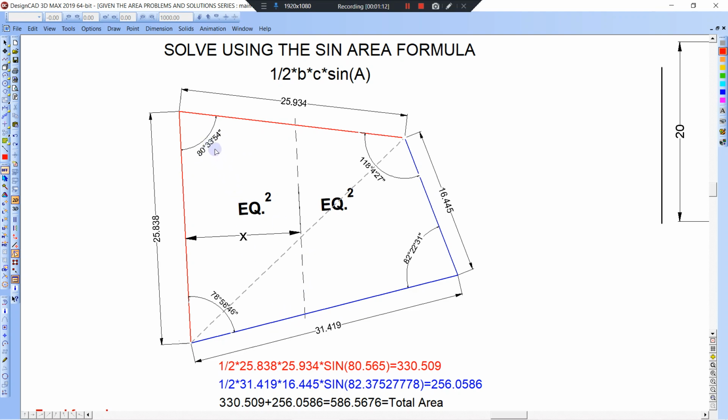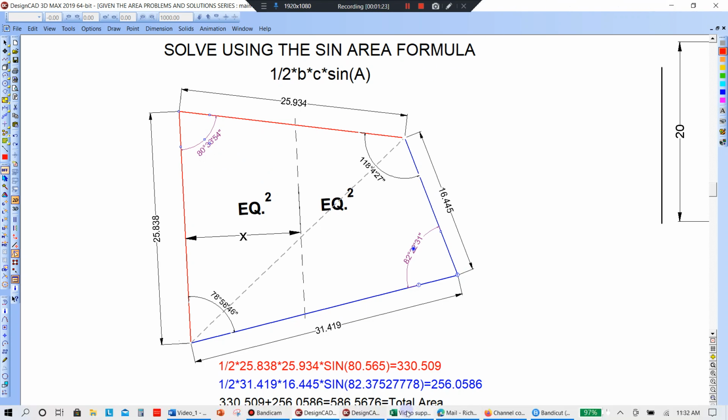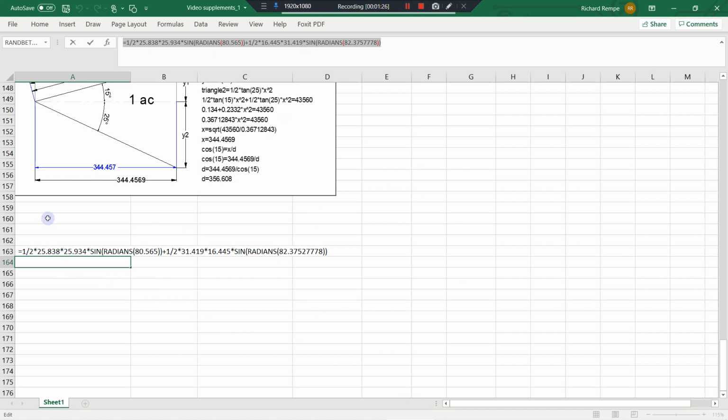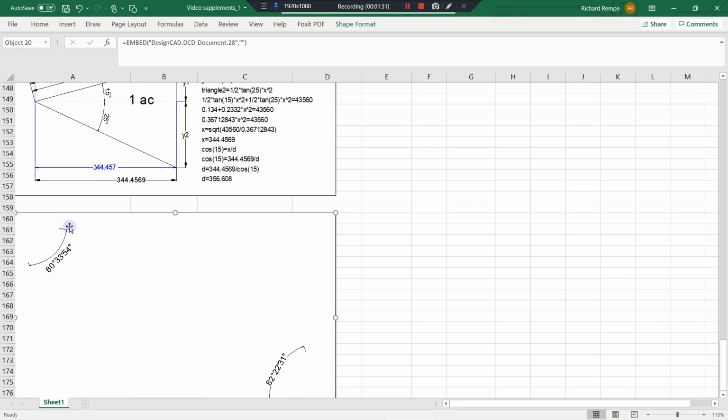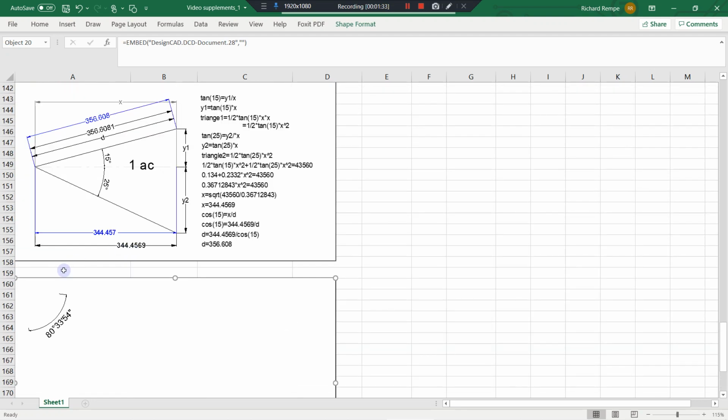Let's do this one and this one. Control C, Control V. We're going to get, so let's put in equal 30, so 80, and that one, 33 in this one, and 54.